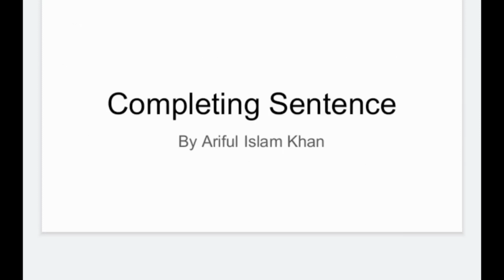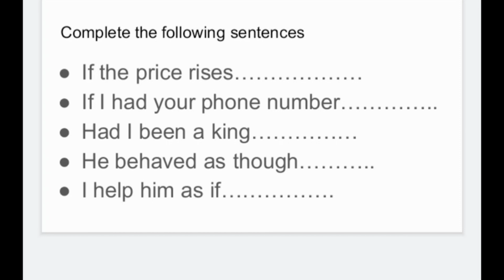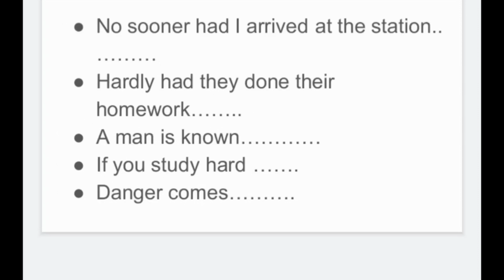Okay, students, we have already discussed some vital structures which are related to completing sentences. Now there are some exercises for you to do. Here I have included some proverbs. You know, completing sentences includes proverbs, so it's better for you to memorize some common proverbs. These are all from the rules we have already studied. Here I have included 10 sentences. I expect all of you to solve them instantly. Thank you all.